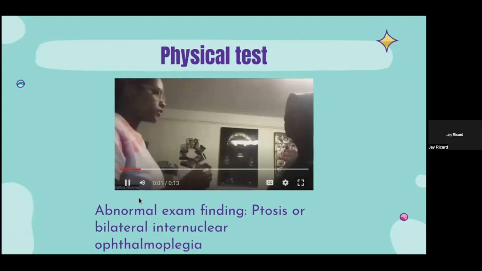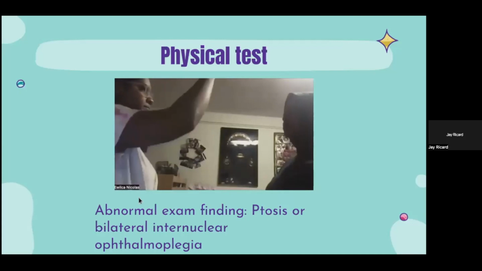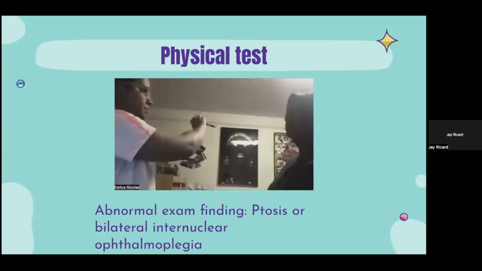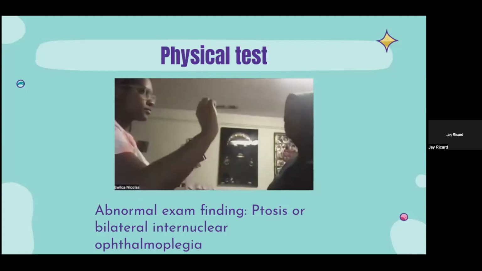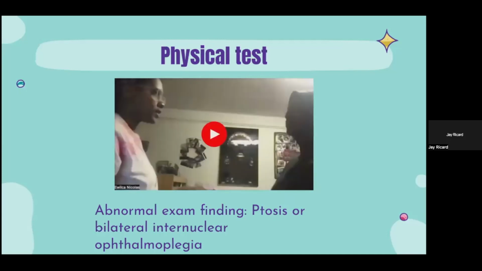I'm going to test your 3, 4, and 6 cranial nerves. So I'm going to have you follow my fingers. The abnormal exam finding for this is ptosis or bilateral internuclear ophthalmoplegia.